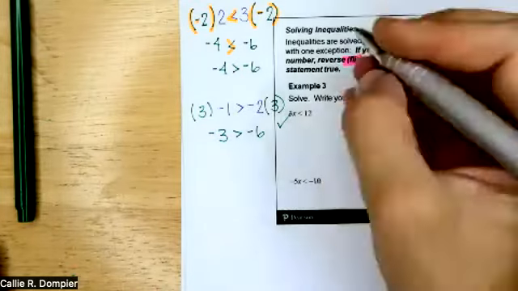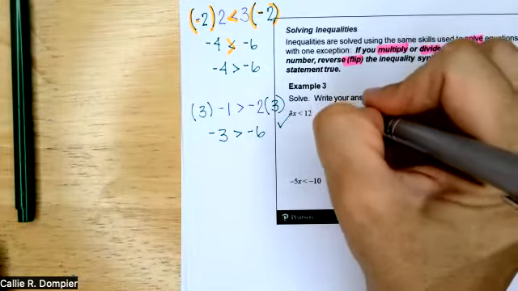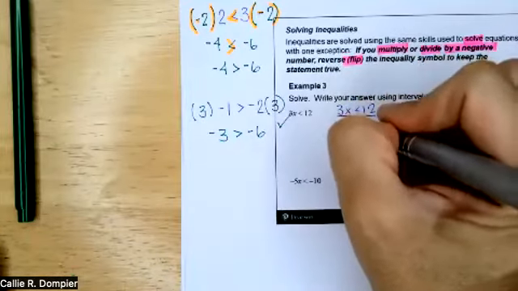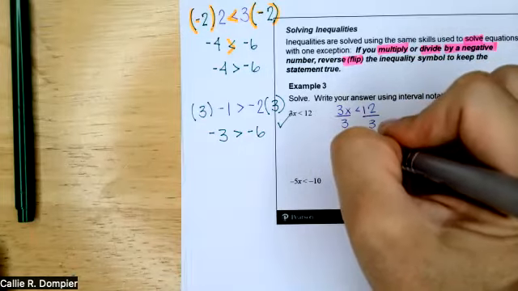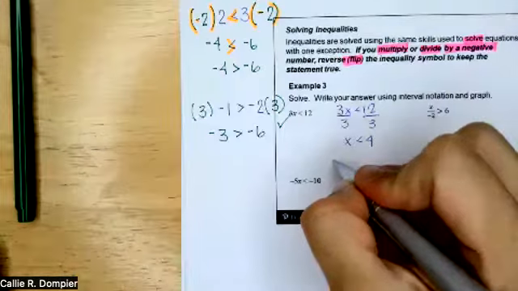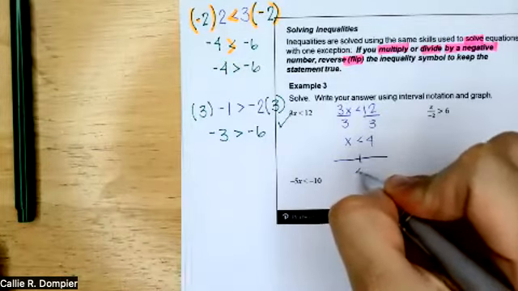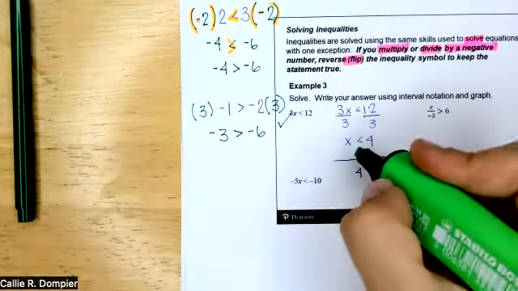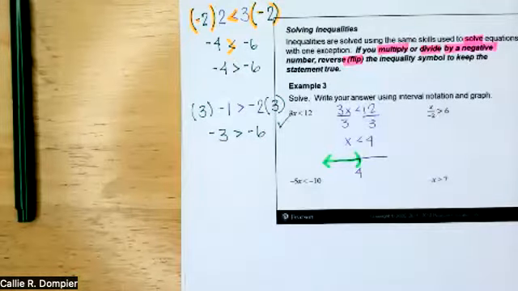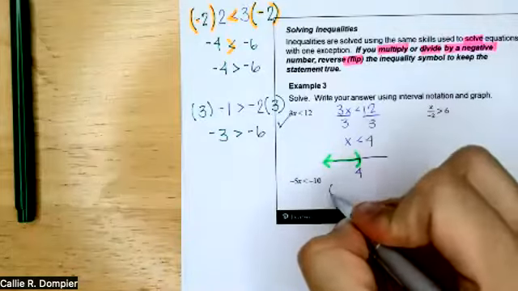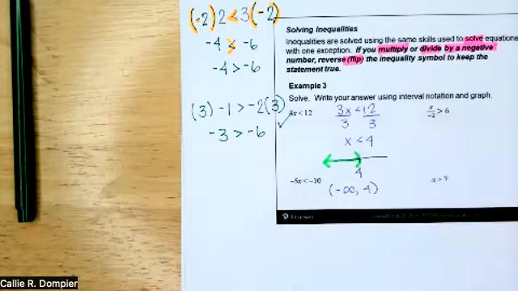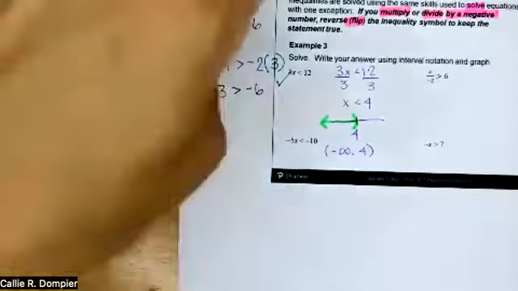The first one, 3x is less than 12. Divide both sides by 3. X is less than 4. Good? Here's 4. Here's x is less than 4. That's from negative infinity to 4.